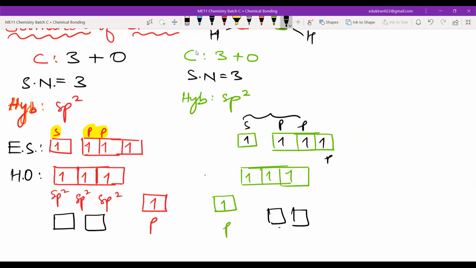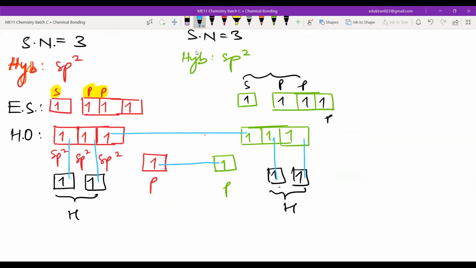These are both for hydrogens. These are also for hydrogens. Both of them have 1 electron each. This also has 1 electron. This also has 1 electron. So the bonding will take place like this. This is the bond between sp2 and hydrogen. So there are two sp2 and hydrogen bonds, and there are also two sp2 and hydrogen bonds. There will be one bond like this, and there will be one bond between the p orbitals. So can you see a double bond? Yes, sir. You can see the double bond.